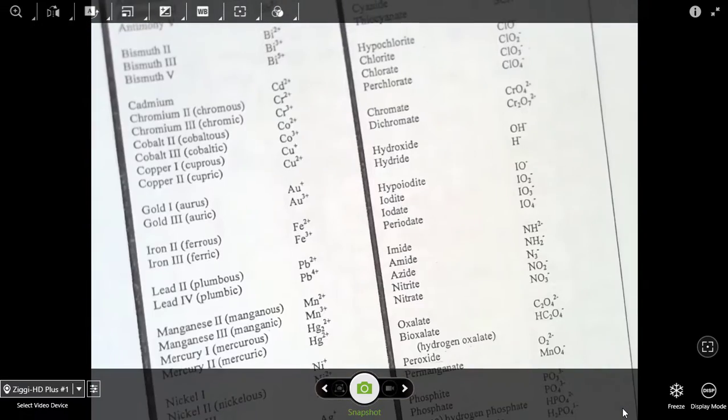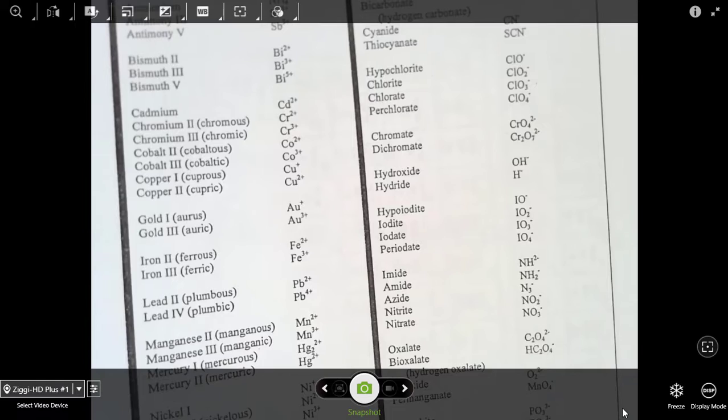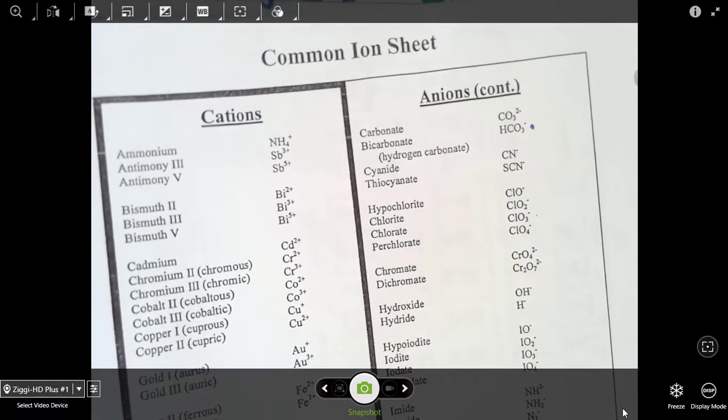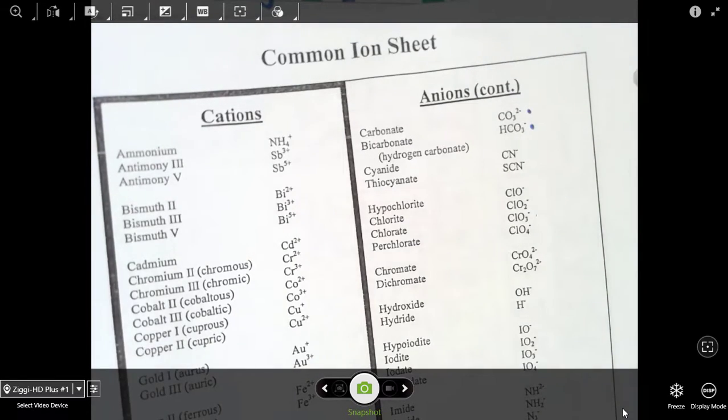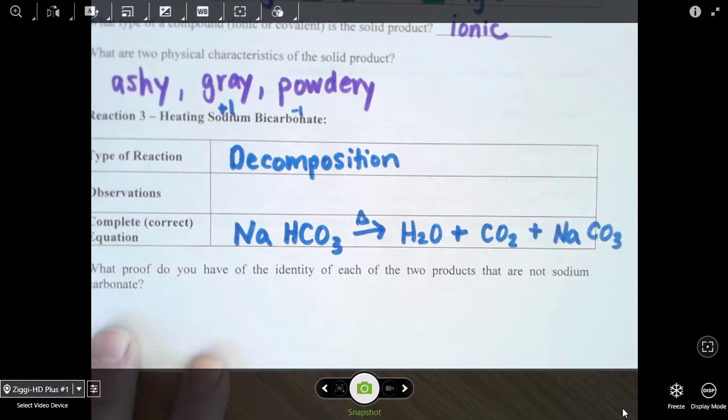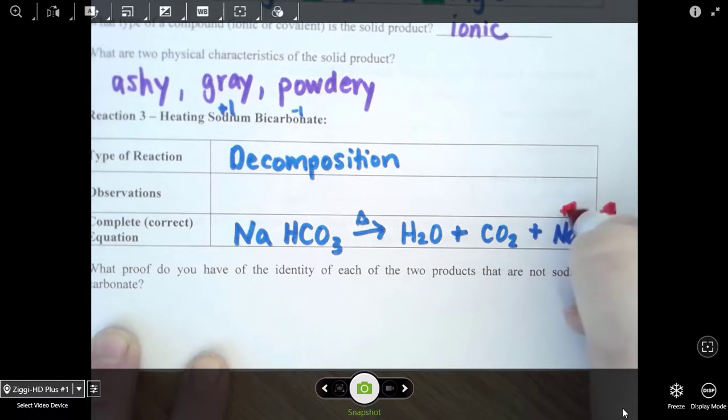All right, we go over here, check our charges, look for carbonate. Carbonate is at the top. Carbonate is -2. So CO3 2-. What charge is sodium? +1. So how many sodiums do we need? 2. So we put a 2 down here. And then we get rid of our charges because we don't need them anymore. This is our complete equation, but what haven't we done yet?